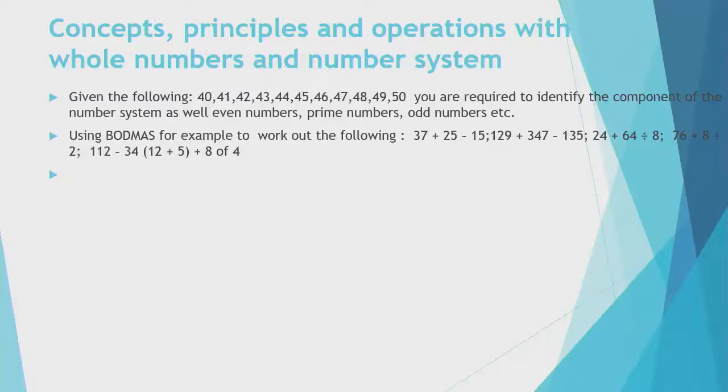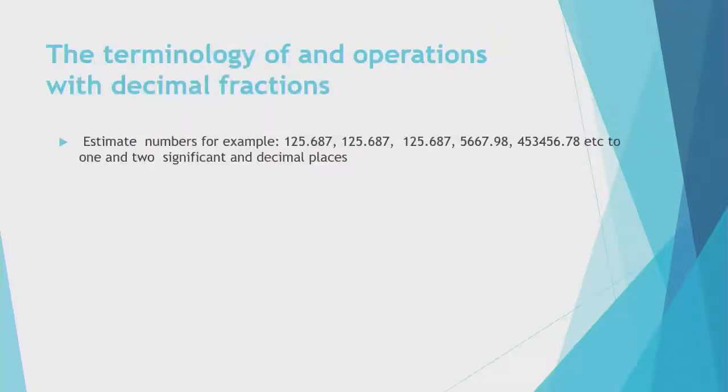Using BODMAS, for example, work out the following. B stands for those things in the brackets. O stands for "of", we change it to multiplication. D stands for division. M stands for multiplication. A stands for addition. And the last operation is subtraction.